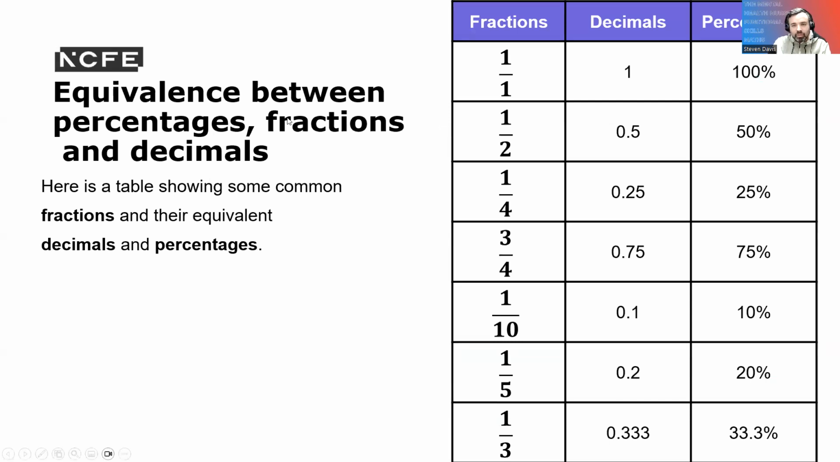So here we need to look at the equivalences between percentages, fractions, and decimals. And here's the table showing some common fractions that are equivalent to decimals and percentages. So here you can see we've got our fraction 1/1, our decimal 1, and our percentage 100. We've got a half, 0.5, 50%. We've got a quarter at 0.25 and 25%. We've got 3/4, which is 0.75, 75%, 1/10, which is 0.1, 10%, 1/5, 0.2, 20%, and a third, 0.333 or 33.3%.